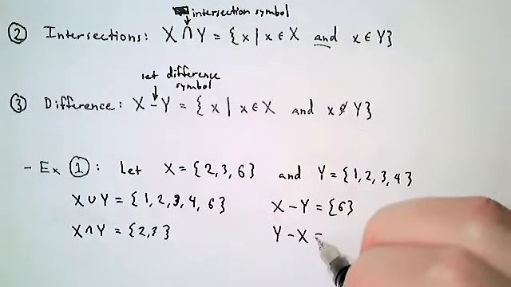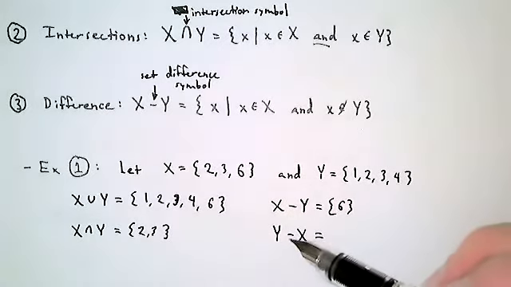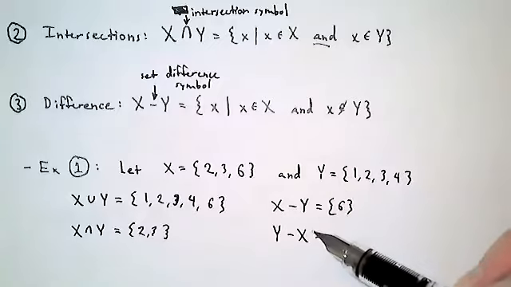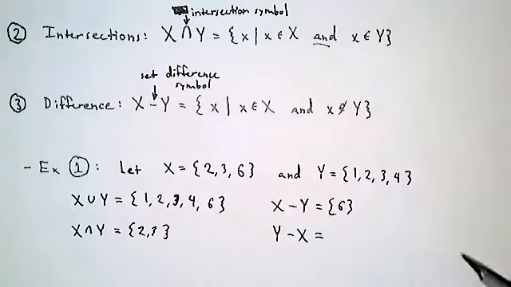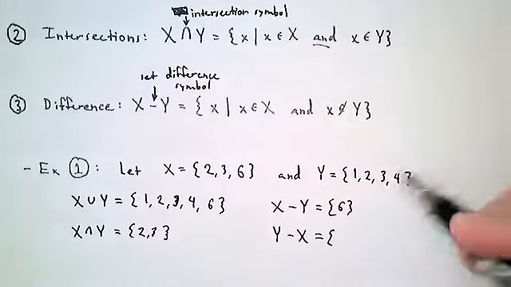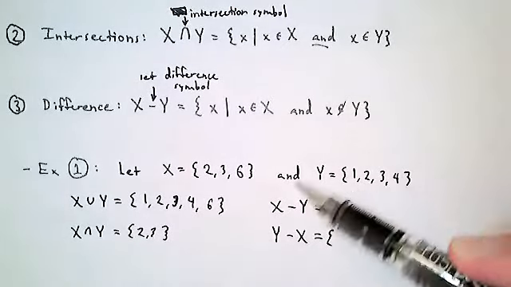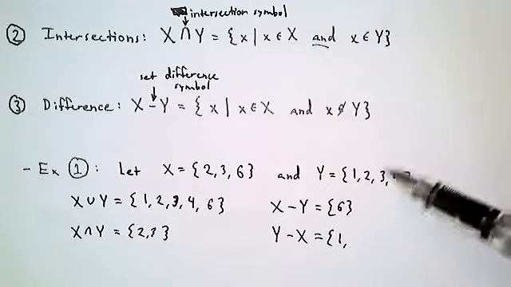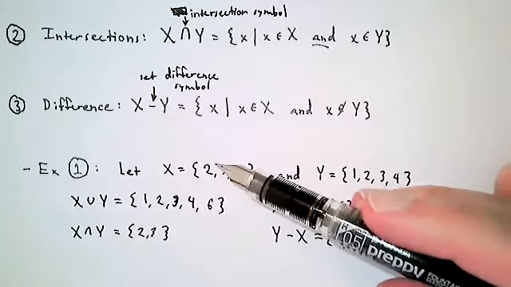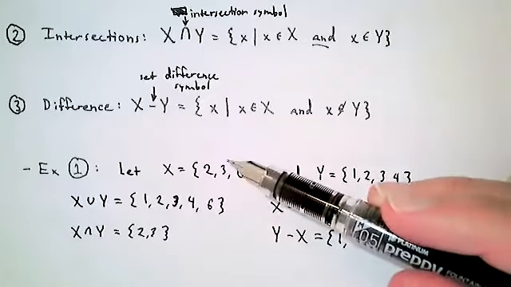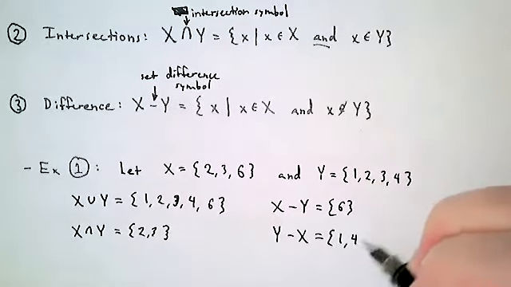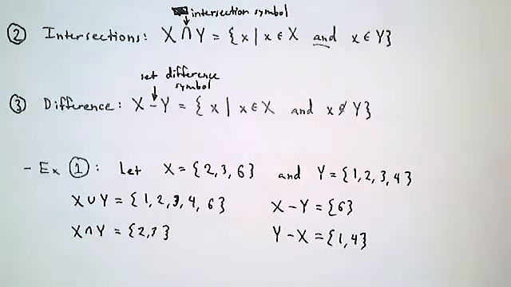And it's a good idea to flip the order around. Let's take a look at what happens if we start with the second set Y, and then take away the elements of X. So 1 is in Y, and we are not taking it away, so it'll still be there. 2 is in Y, but it gets subtracted off. Same for 3. And then 4 is not an element of X, so that means it'll survive. So it's still there.